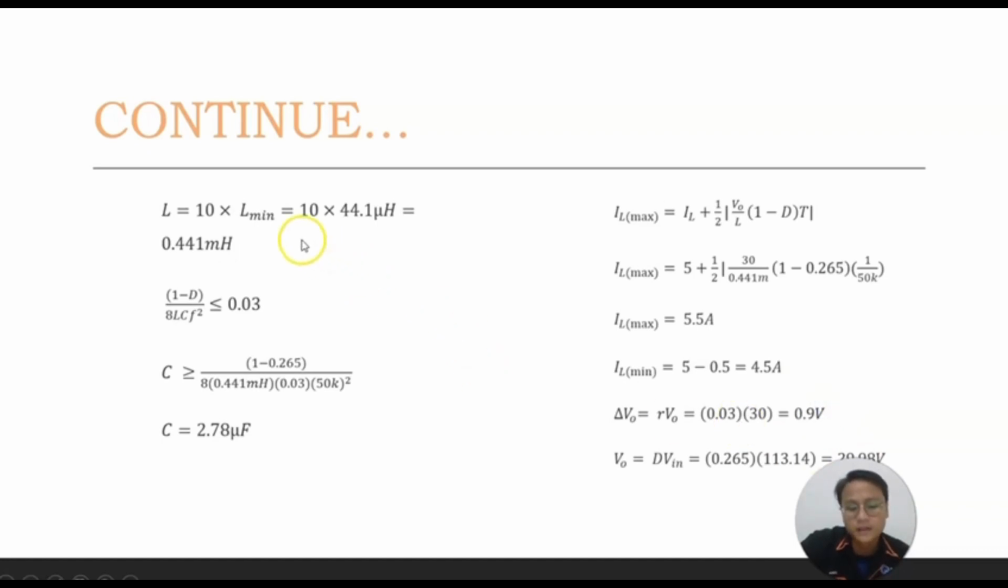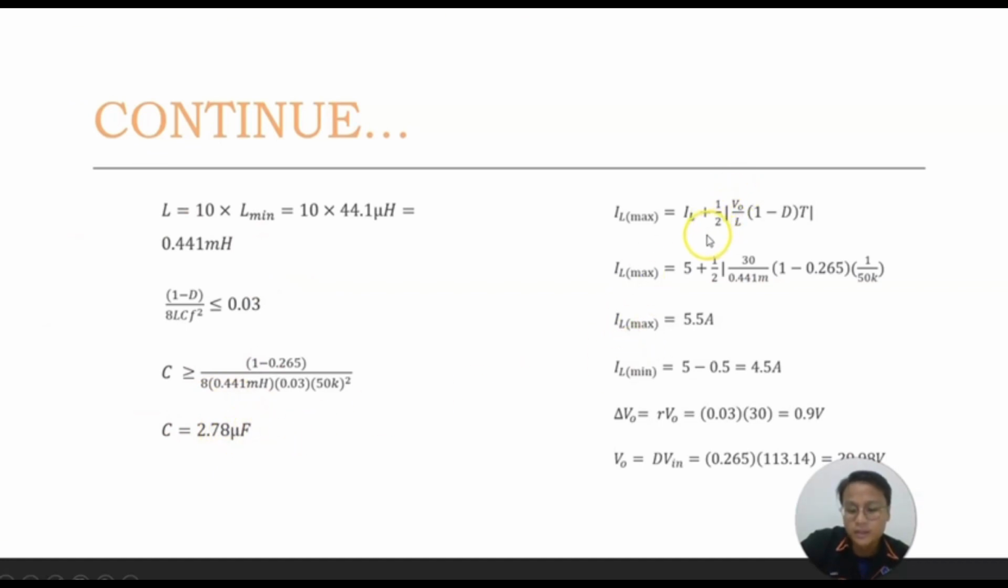And then next, we must find the actual value of our inductor. L is equal to 10 times the minimum value of the inductor. So we got the actual value of the inductor is 0.441 millihenry. After we find our inductor value, we must find our capacitor value. So we use the output voltage ripple equation, (1 minus D) divided by 8 L C f squared. So we've found the value of the capacitor is 2.78 microfarad.